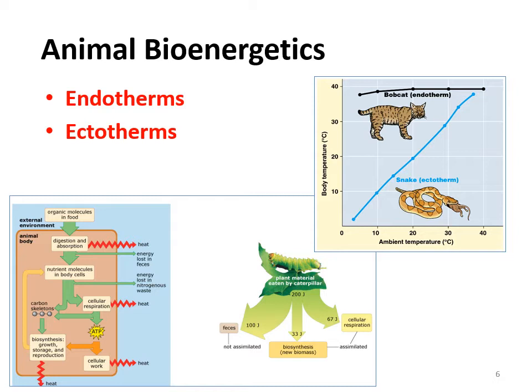Now, a trick to remembering which is which, in addition to thinking endotherms, meaning within heat, so keeping that heat within, you can also circle the C of ectotherms and remind yourself cold-blooded. Ectotherms are the cold-blooded organisms such as snakes and various reptiles.